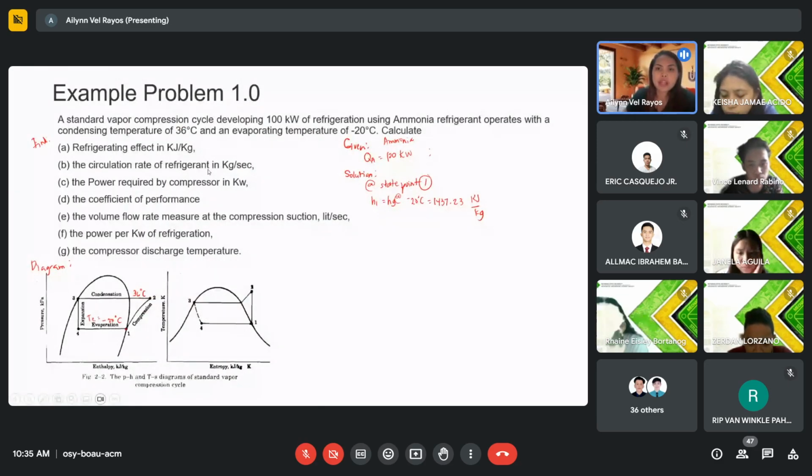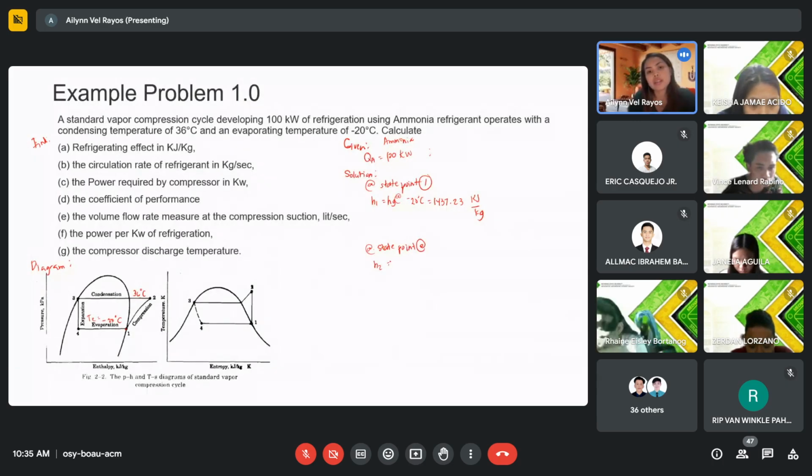Next is the enthalpy at state point 2, H2. In this case, it is superheated, so we cannot get it from the table. For superheated, we need two properties at that point. What properties can we use? We have constant pressure and constant entropy. This means we need to get S1.